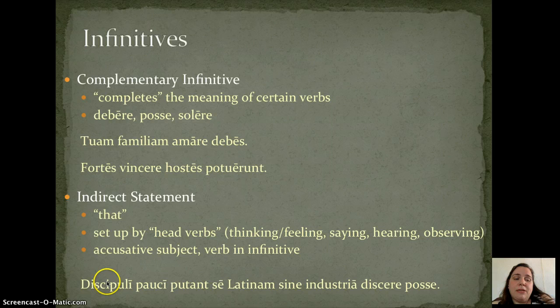So consider this example. Discipuli pauci putant se Latinum sine industria discere posse, okay? Few students think. Now again, thinking is a head verb, so you should be anticipating an indirect statement at this point. Few students think that, say, they, posse discere, are able to learn Latinum, Latin, sine industria, without hard work or industry, and so on and so forth. Such moralizing sentences, I realize.